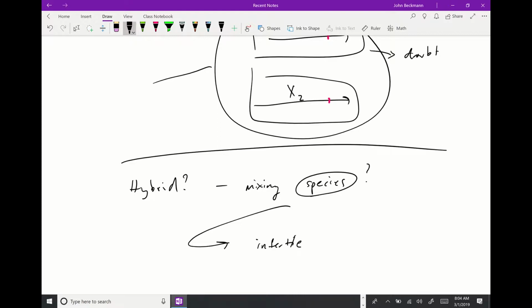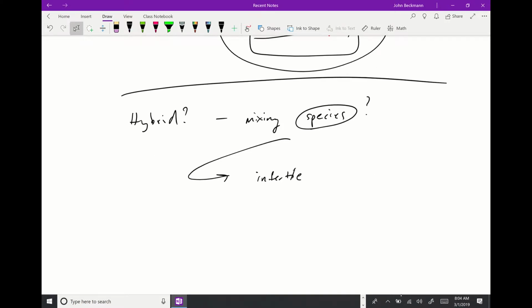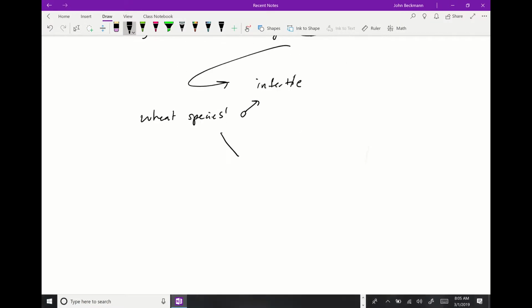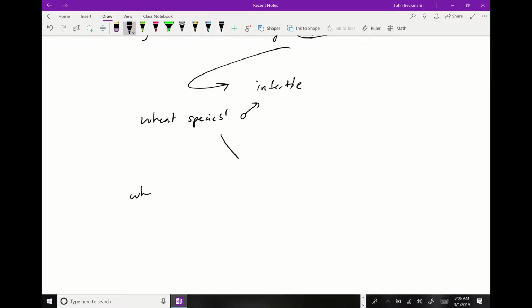So what we can do is we can take, say you have wheat species 1, or catfish species 1, and you can take that species, you take a male, and then you have a second species, wheat species 2.